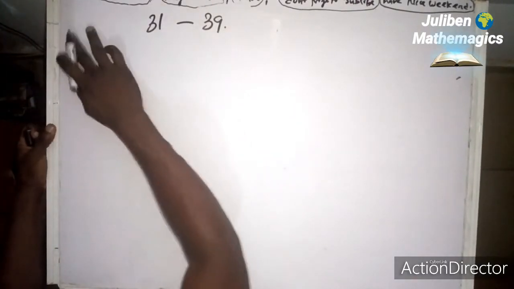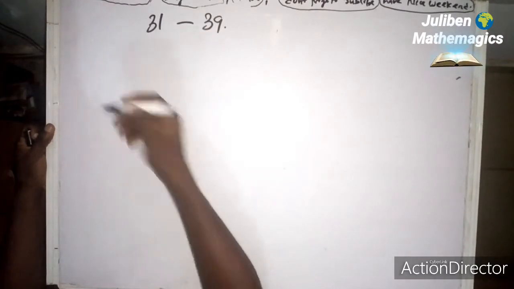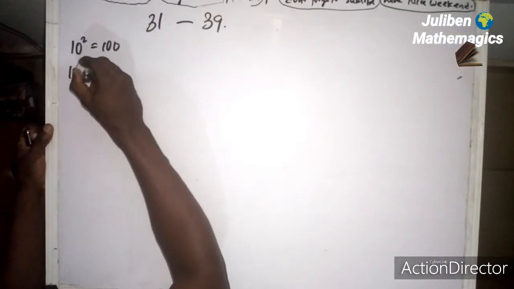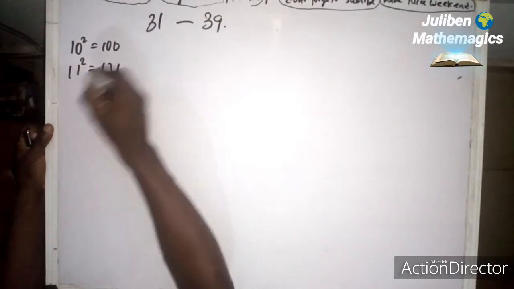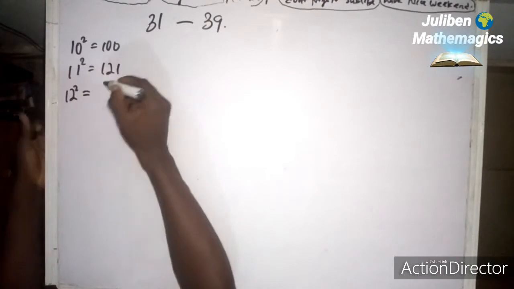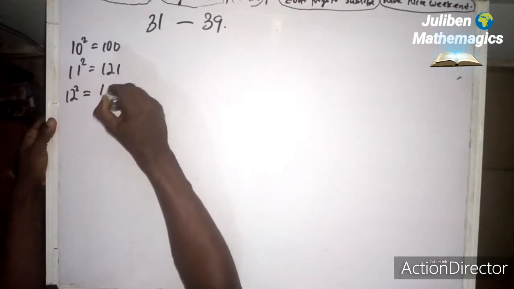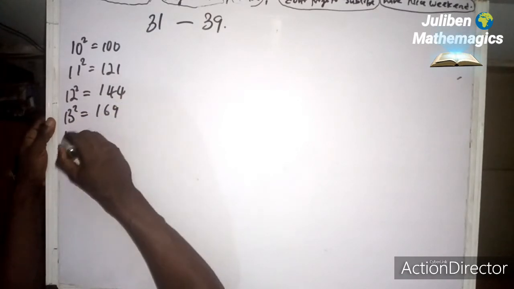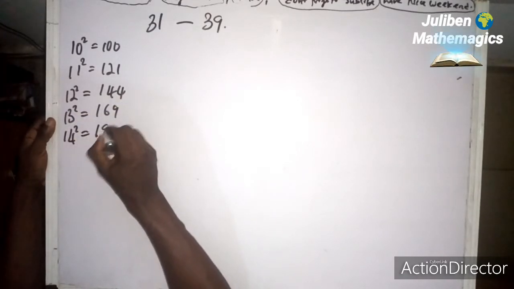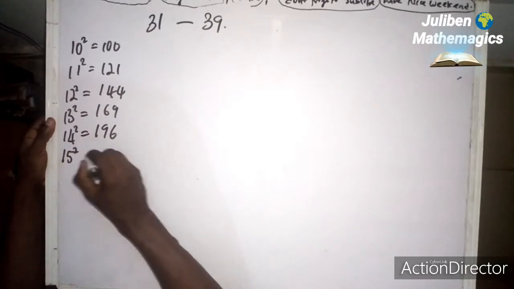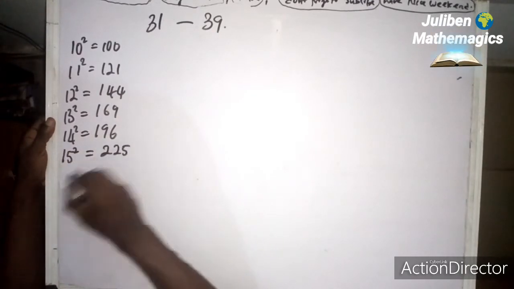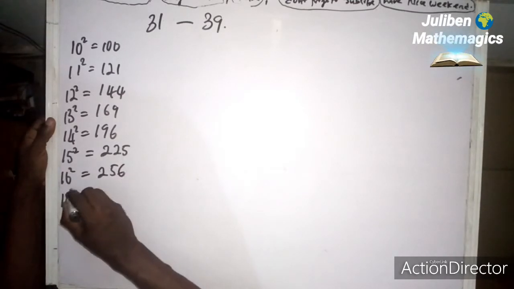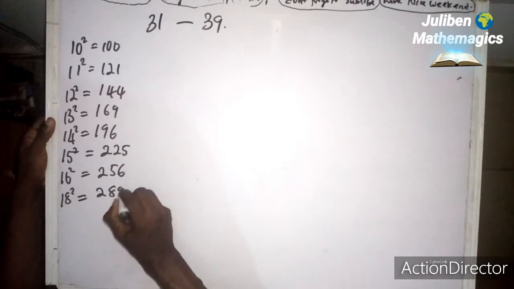Now, first, you have to know the squares of numbers from 10 to 20, at least. Let's say 10 squared, we already know is 100. 11 squared is 121. 12 squared is 144. 13 squared is 169. 14 squared is 196. 15 squared is 225. 16 squared is 256.